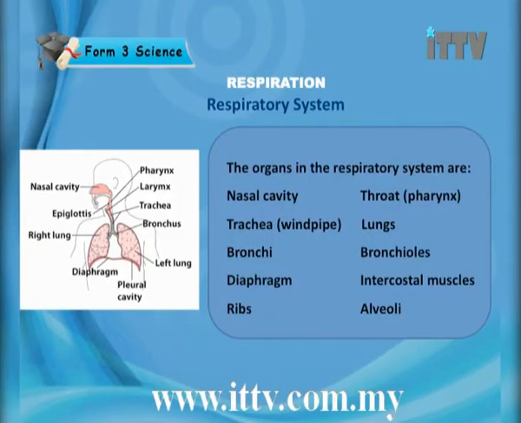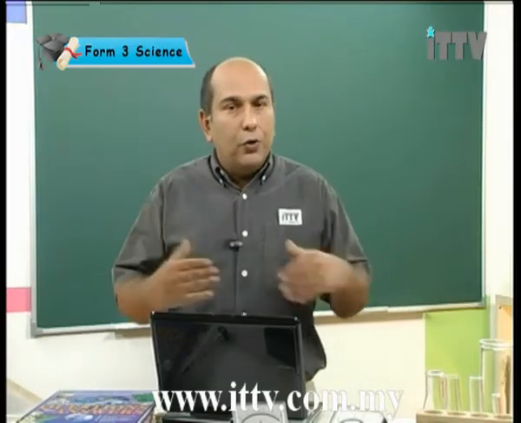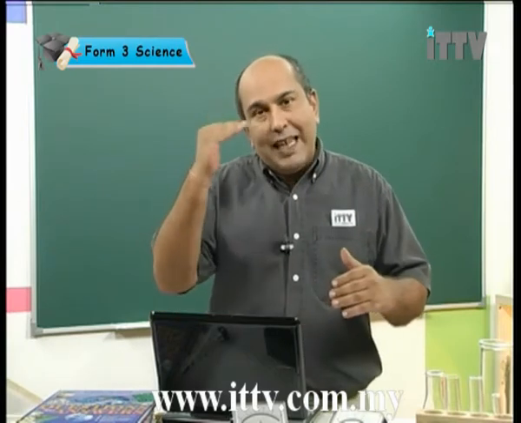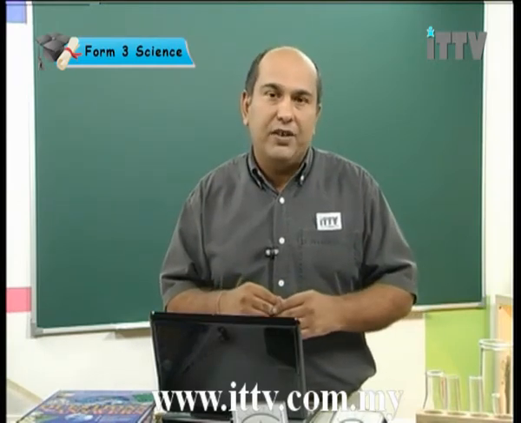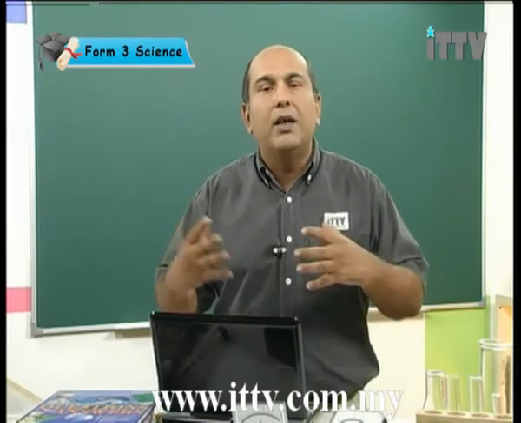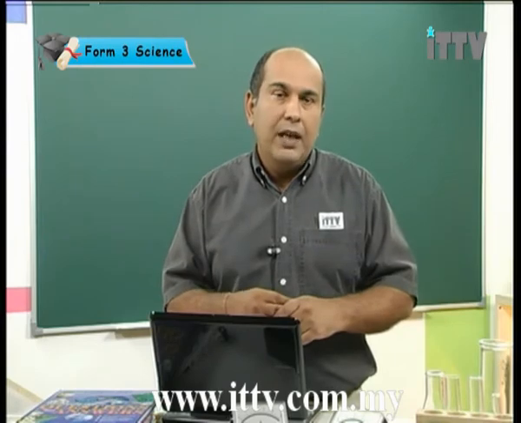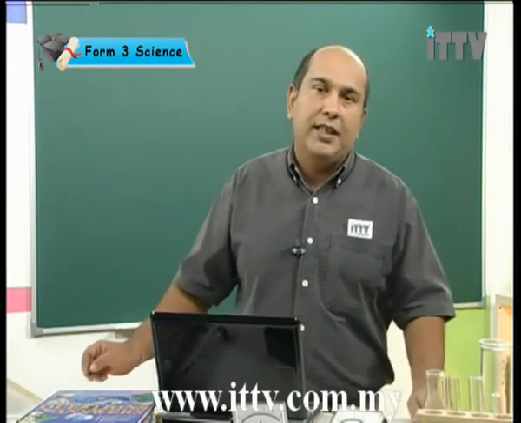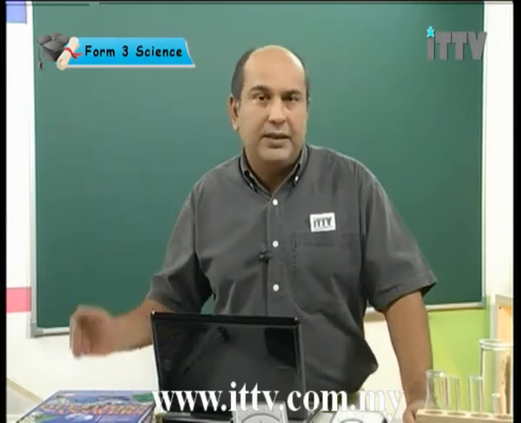The organs in the respiratory system are nasal cavity, trachea or windpipe, bronchi, diaphragm, ribs, throat or pharynx, lungs, bronchioles, intercostal muscles, alveoli. That's quite a lot to remember, isn't it? Don't worry about it. As we go through this lesson, we will look at each of these organs and their functions, and you'll start to remember where they are and what their names are. And any of the organs that we don't look at this lesson, we certainly will in the coming lessons.